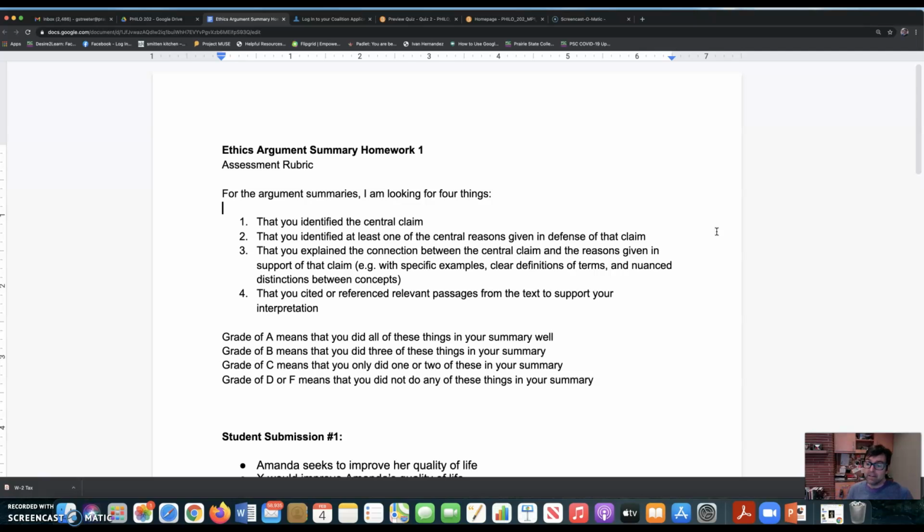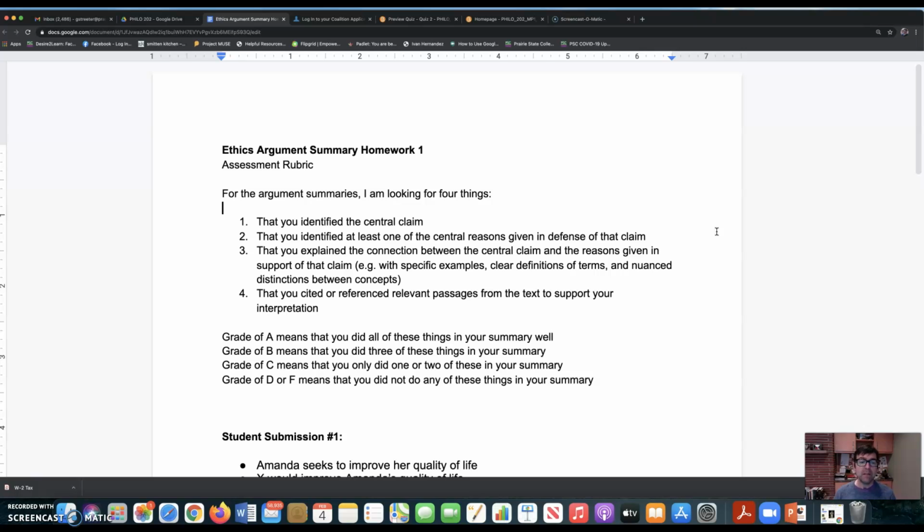And then finally, that you have cited, either directly or indirectly, relevant passages from the text, in this case Heathwood's article, to support your interpretation of his argument. Okay. Notice that I'm not looking for, in the summary, your opinion or your response to his argument or what you think of it, but just your interpretation of what you think he's doing.